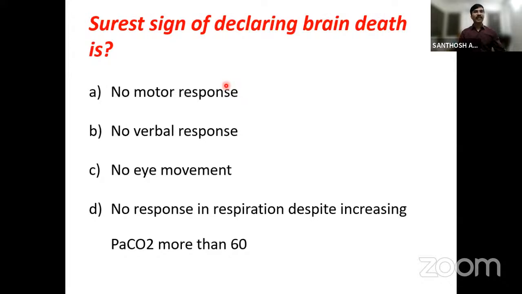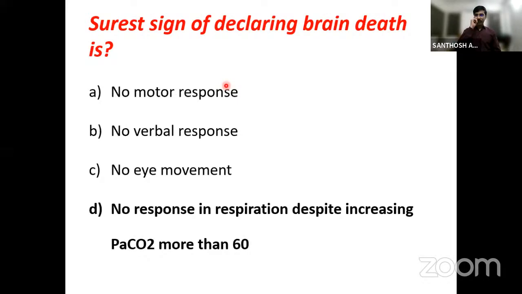The surest sign of declaring brain death is no response in respiration despite increasing PaCO2 to more than 60. So all these, like no motor response, no verbal response, no eye movements, all these can occur and they are essential criteria for declaring brain death. But all those are subjective. It can vary from one doctor to another doctor.